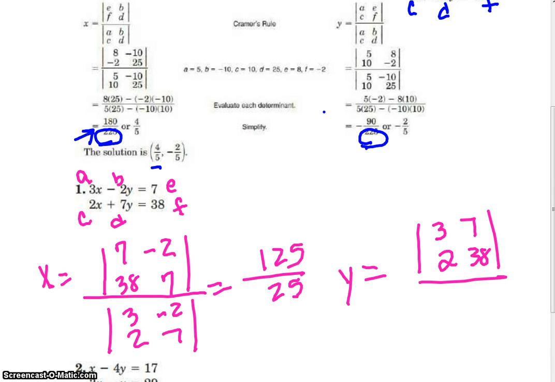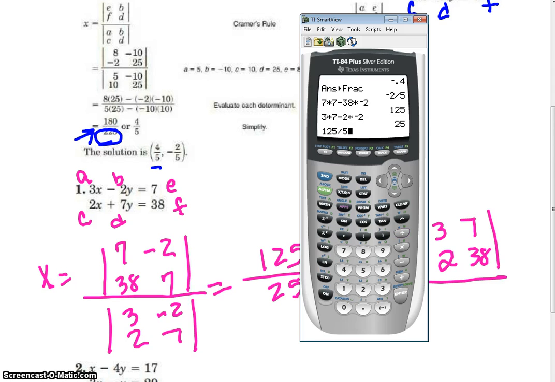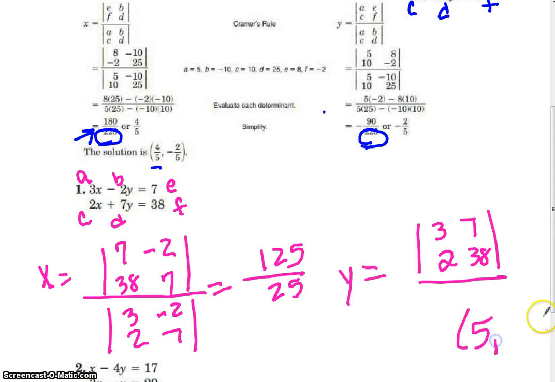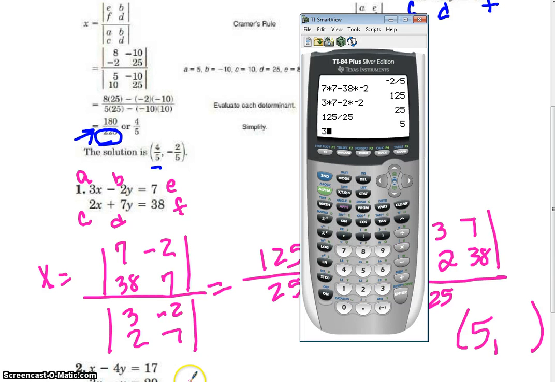So then you're going to say 125 divided by 25 is 5. So x equals 5. So for your answer, wherever you want to write it, it's going to be 5 comma something. So we know that the bottom is 25 over here too. So for the y, you're going to say 3 times 28 minus 2 times 7, and you get 70. So it's 70 over, something's wrong here.